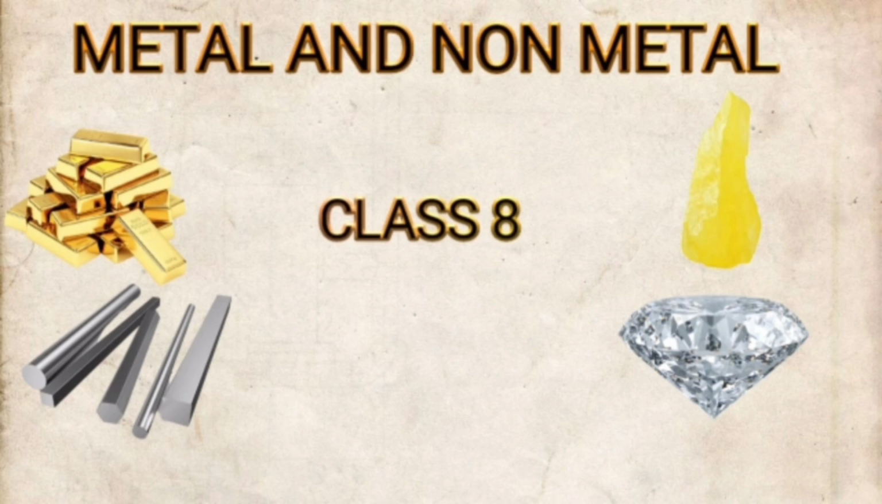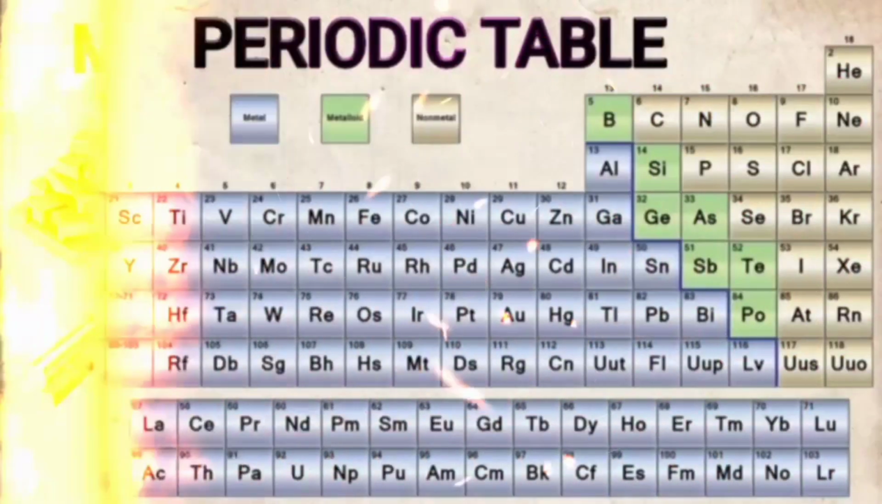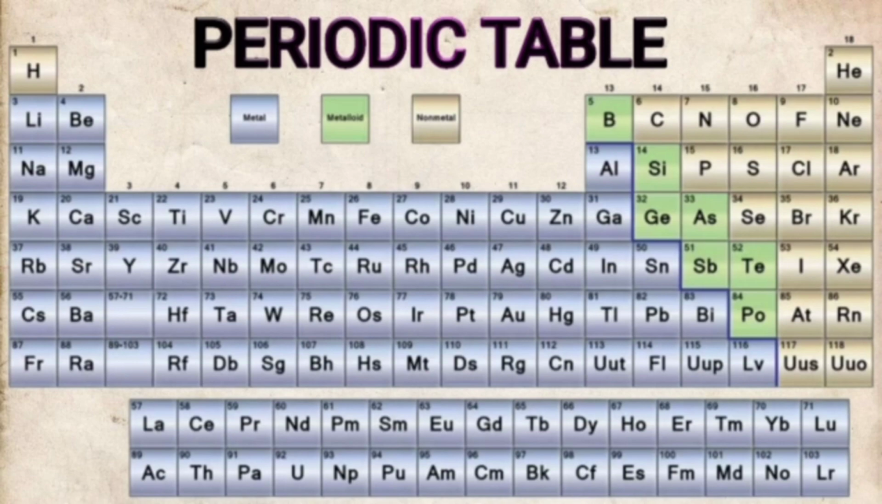Today we are going to cover the chapter Metal and Non-Metal. Basically, we are going to cover this in two parts. In the first part we will cover the physical properties, and in the second video we will cover the chemical properties and also the uses of metal and non-metal. So let's begin. Now let's look at the periodic table.